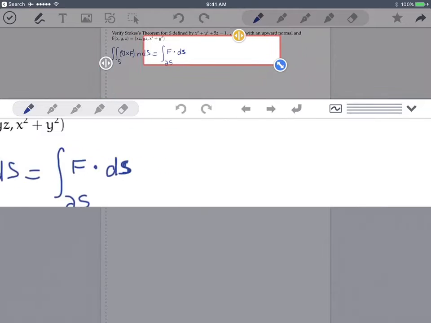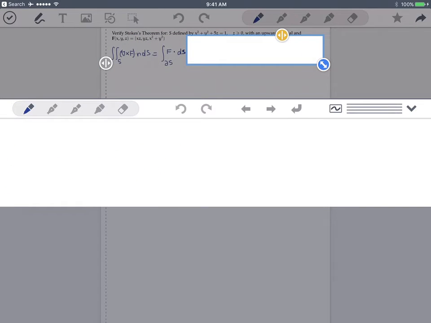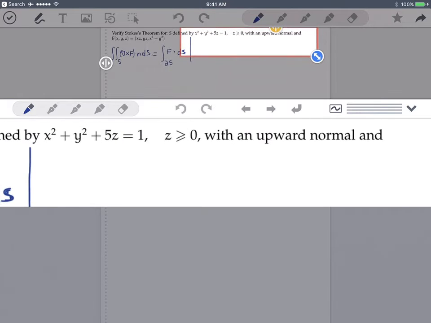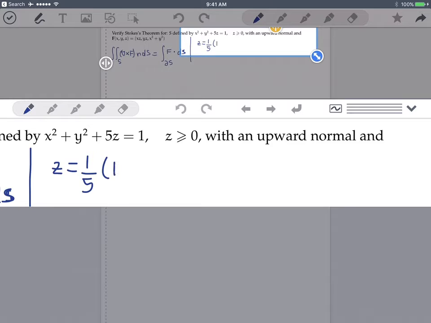This is what we talked about in class. It's pretty standard. The way I'm going to do it is I'm going to solve, first let's recall what I had before. So if I solve for z here, z is going to be 1 over 5 of 1 minus (x squared plus y squared). I can solve it like that.